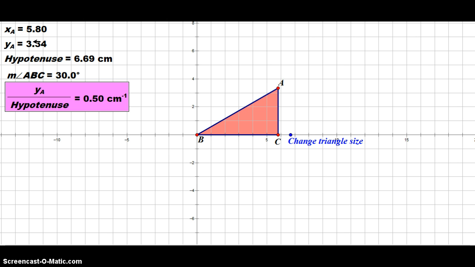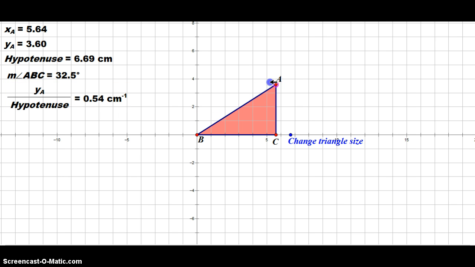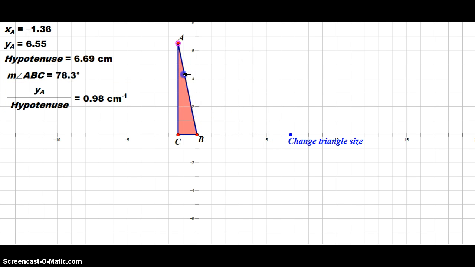And so that connects it back to the question we just answered about when is the x-coordinate positive and when will the y-coordinate be positive. So I know that the y-coordinate will be positive in the first and second quadrant. So I'm going to try to move point A into the second quadrant and try to get the exact same ratio, 0.5. I'm now in the second quadrant. Note that the ratio here is 0.98. I want to try to get that to be 0.5.